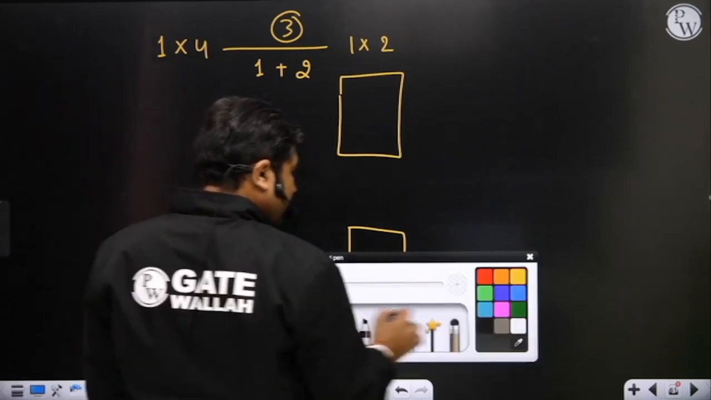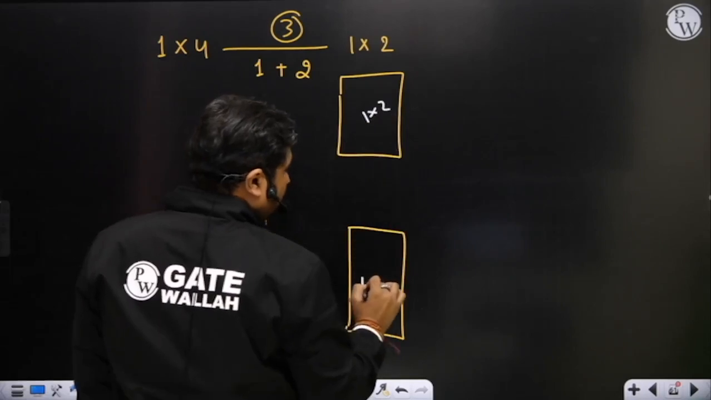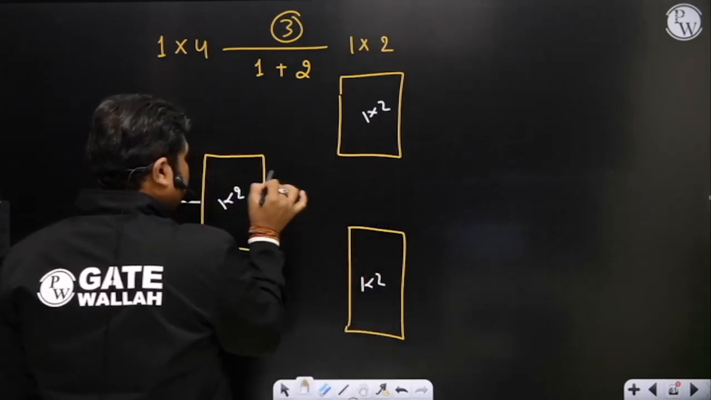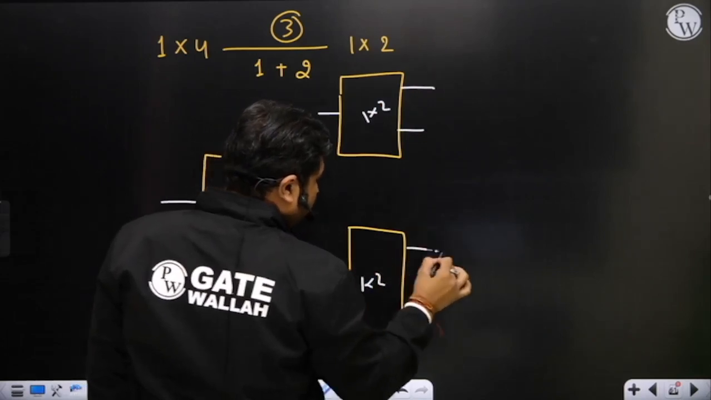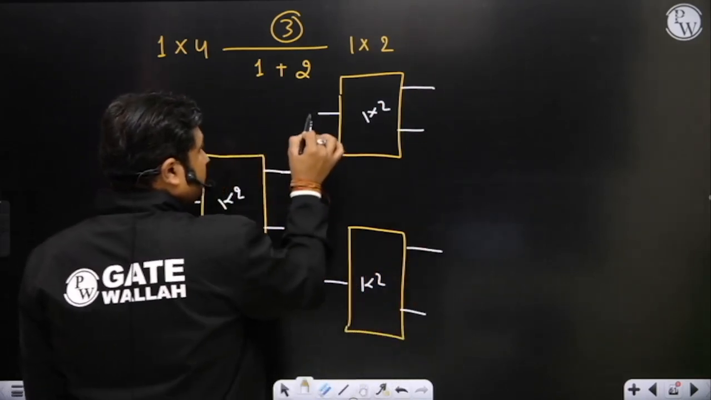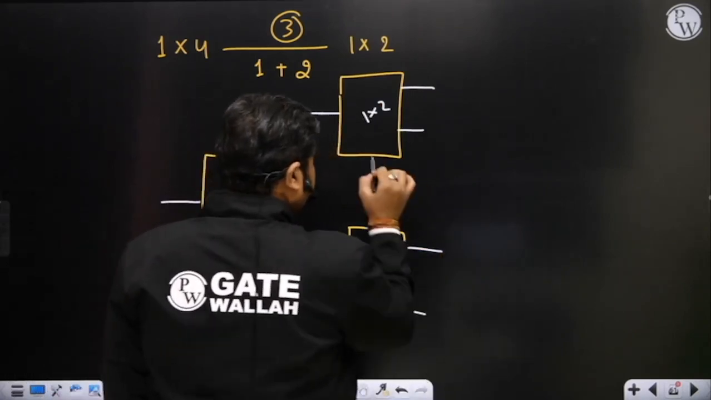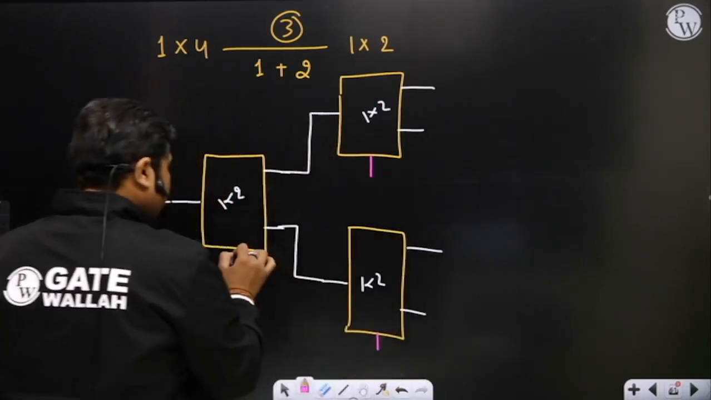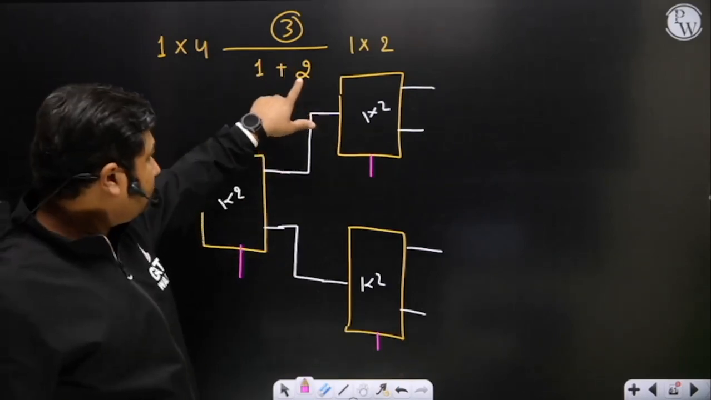Now please see, this is your 1 cross 2 demux. 1 input line, 2 output lines, in each one. So now you can connect this with this one. How many select lines are there? Now for the select line, you have to please be focused here. How to put the select line?